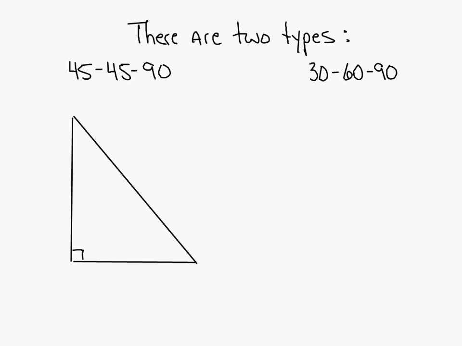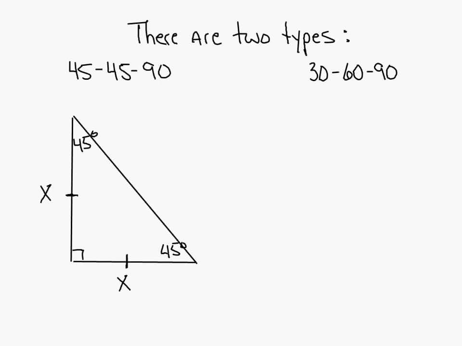In this right triangle, if one of the acute angles is 45 degrees, the other one has to be 45 degrees. Since the two base angles are congruent, the sides opposite those angles are also congruent. So if this leg is equal to x units long, then the other leg is the same, x units long.